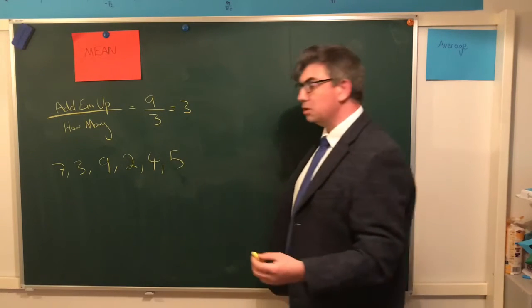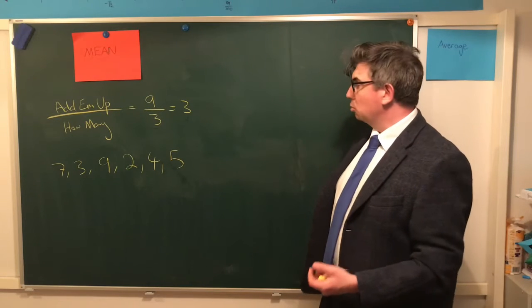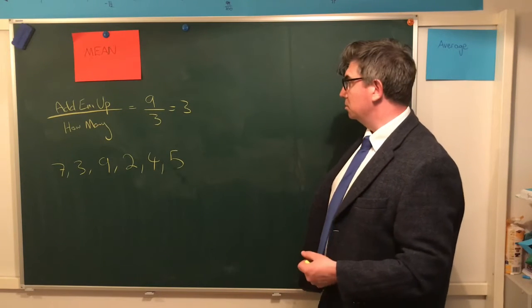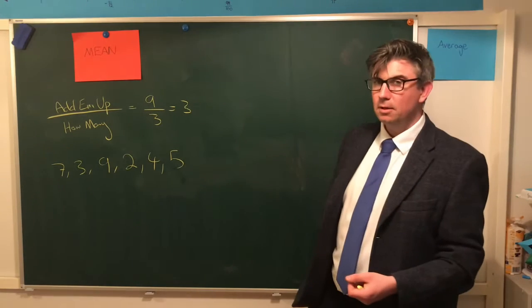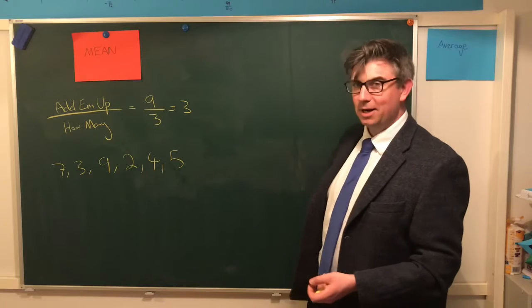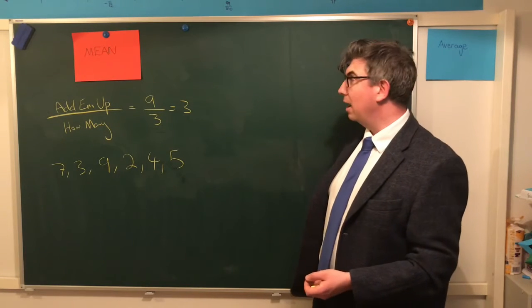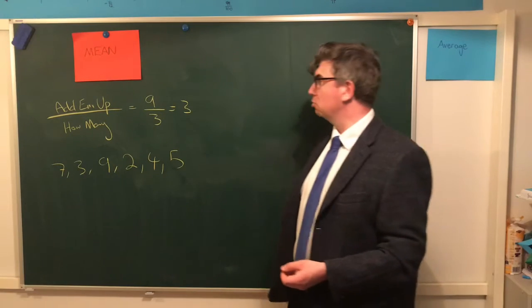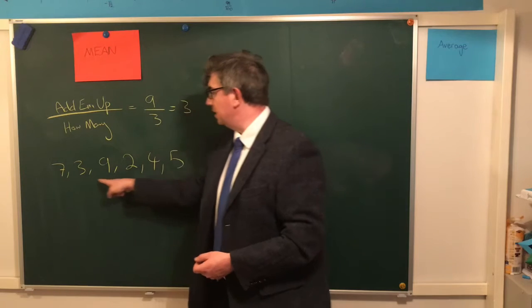Okay, so I've given you those numbers, and I want to work out the average of those. Sorry, I've used the wrong word there. I don't want to work out the average, because there's no such thing as the average anymore. There's now an average, and the average I want to work out is the mean. So I want to work out the mean of this data here.